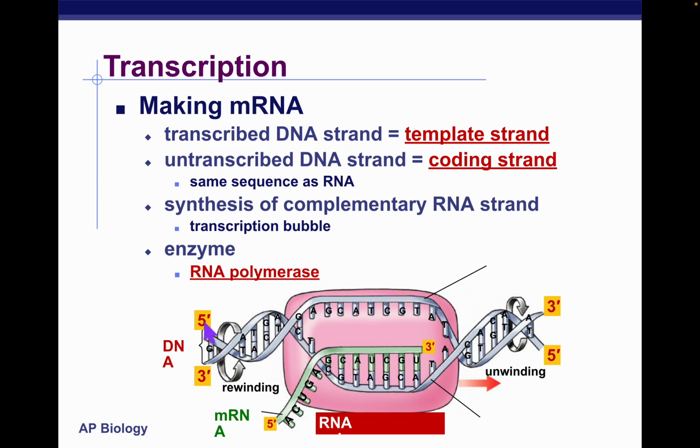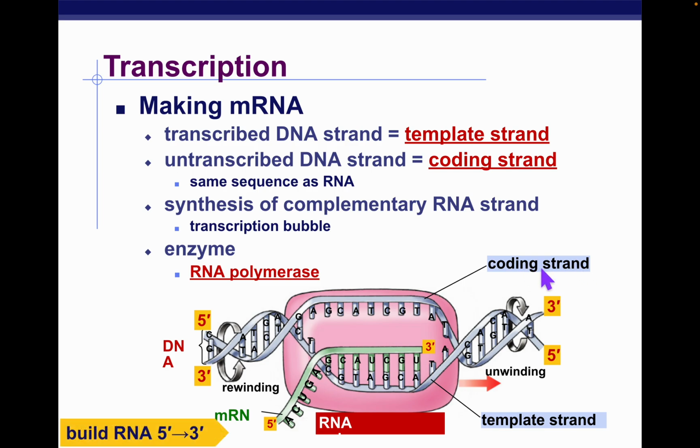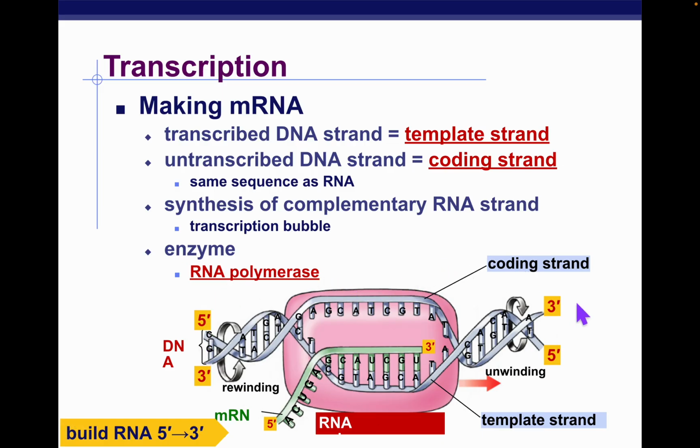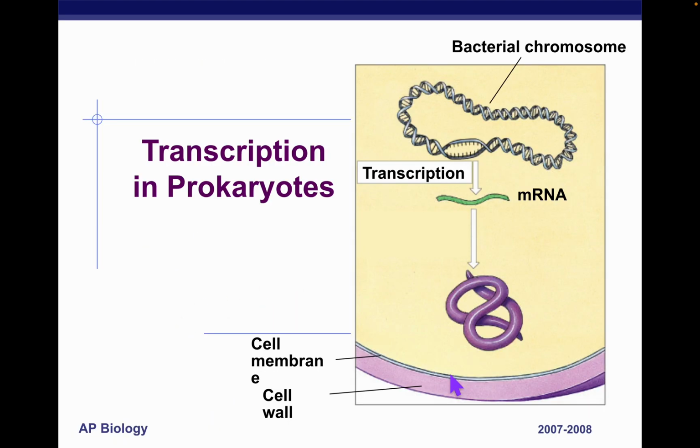So I want you to take a look here. We're taking a look at the 5' to 3' strand and the 3' to 5' strand. So let's talk about these. The 3' to 5' strand is our template strand. The coding strand is the 5' to 3'. So please remember, the template strand is what we're using to make the mRNA. The mRNA will have the same code as the coding strand. mRNA is built 5' to 3'. This is a pretty important concept for us to understand.